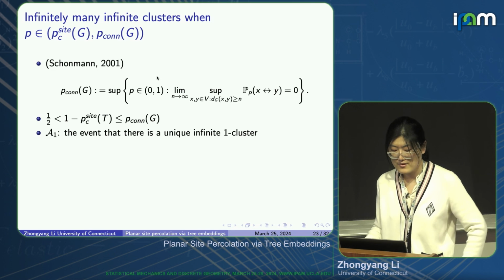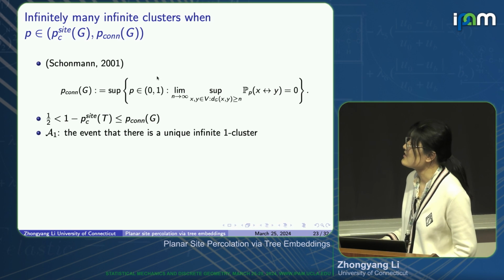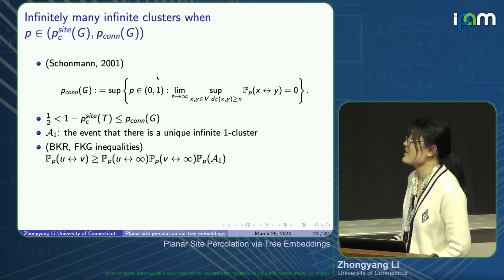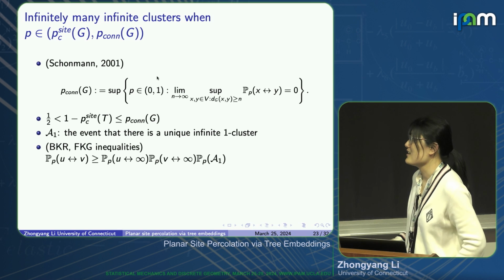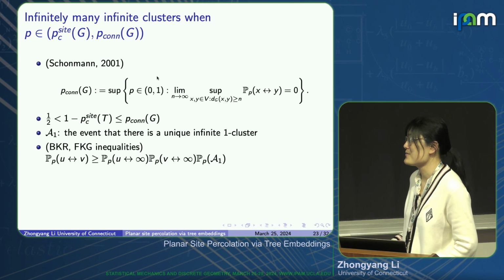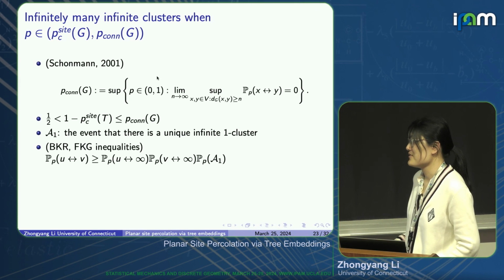And we consider A1 to be the event that there is a unique infinite 1 cluster. And we use the BKR inequality and the FKG inequality. We show that the probability that U and V are joined by a 1 path is bounded below by the probability that U is in an infinite 1 cluster, multiplied by the probability that V is in an infinite 1 cluster, multiplied by the probability that there is a unique infinite 1 cluster. Those events are not increasing, but we can still show this by the BKR inequality, which does not require the events to be increasing.